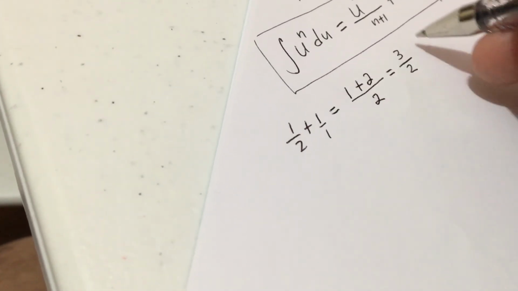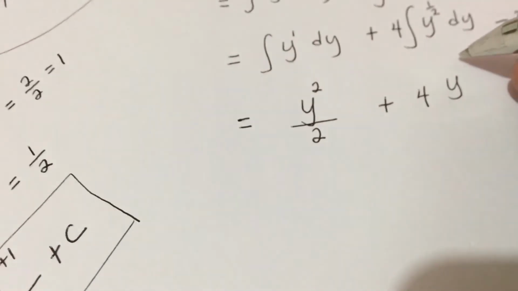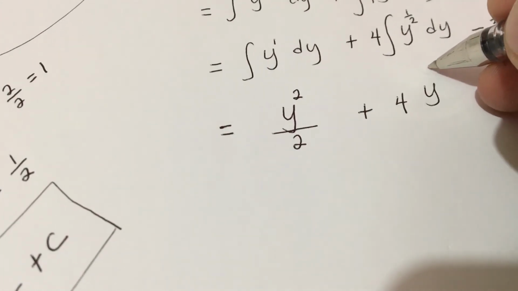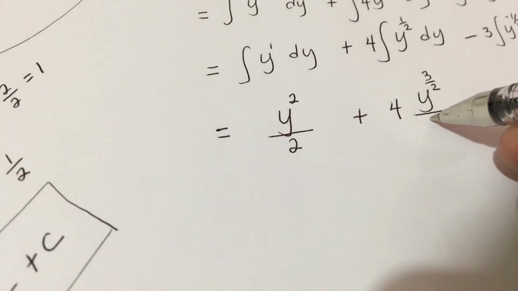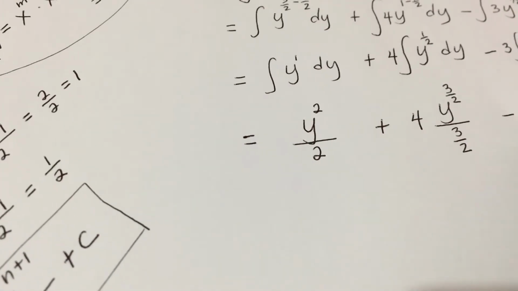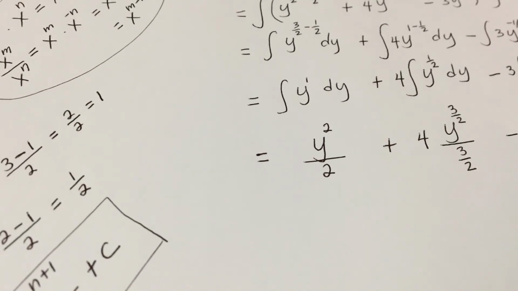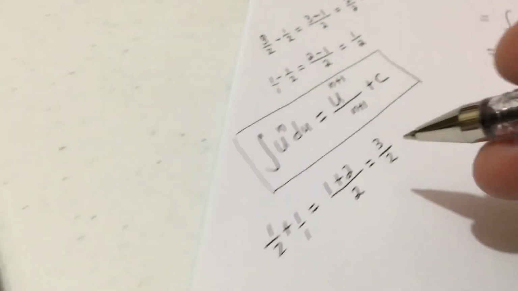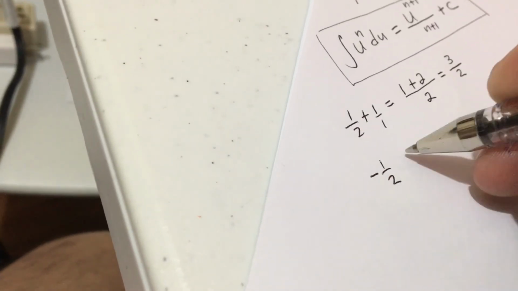So this will be the power or exponent of this y here in the second term. So 3 halves. So we are applying the power formula, so this is also divided by 3 halves. Minus 3 times y to the power minus 1 half plus 1. So what is minus 1 half plus 1?